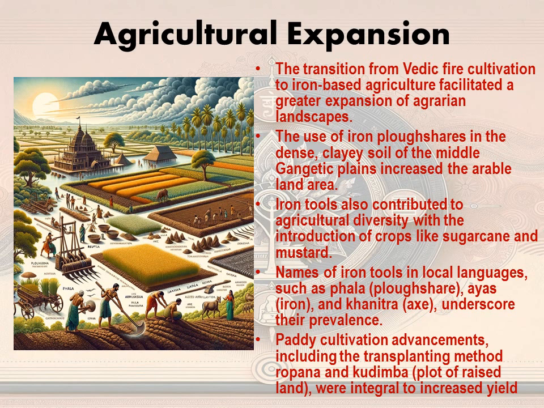Paddy cultivation advancement, including the transplantation method, ropana and kudhimba, which means plot of raised lands, were integral to increased yield. So a particular piece of land was raised from the land around in order to have safety in crop cultivation, and that led to the land not being affected by flooding waters.